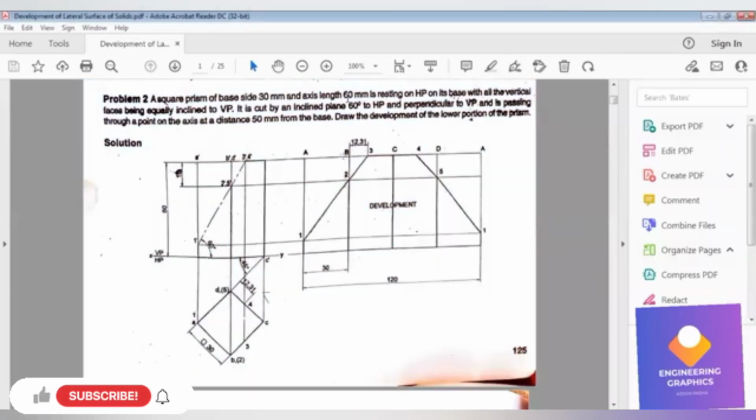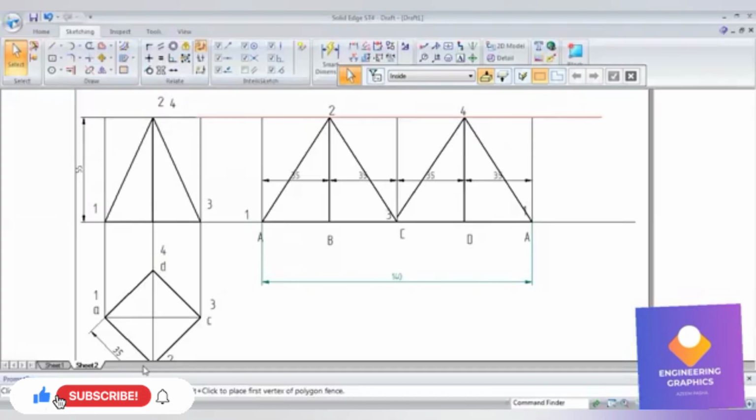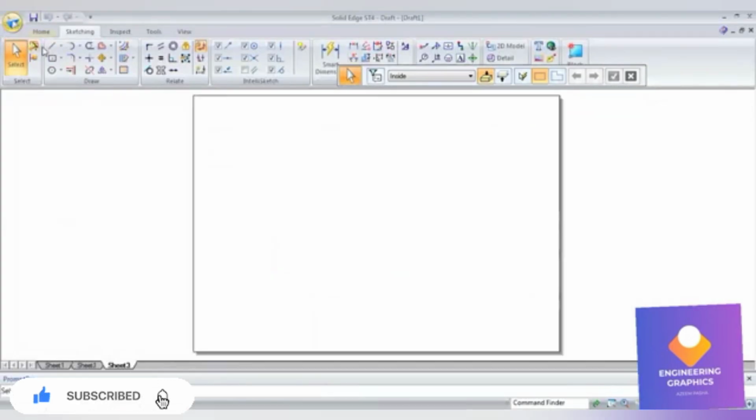Okay, good morning all. In this problem, problem number 2 from the solution book, we have to construct a square prism of base side 30 and axis length 60, resting on HP with a vertical base inclined to it. We have to construct the development of this.